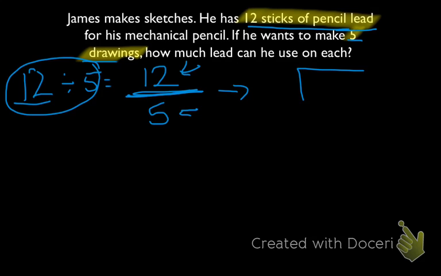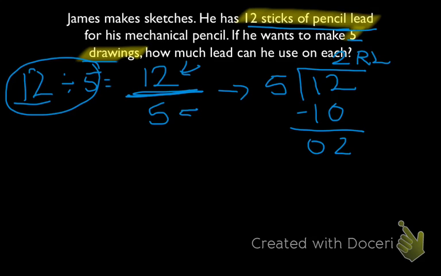So we change this in long division, put 12 on the inside, divided by 5. 5 goes into 12 twice because 5 times 2 is 10. We take the difference here. We're left with a remainder of 2. So as a mixed fraction, if James wants to make 5 drawings, for each drawing he uses 2 2/5 sticks of pencil lead.